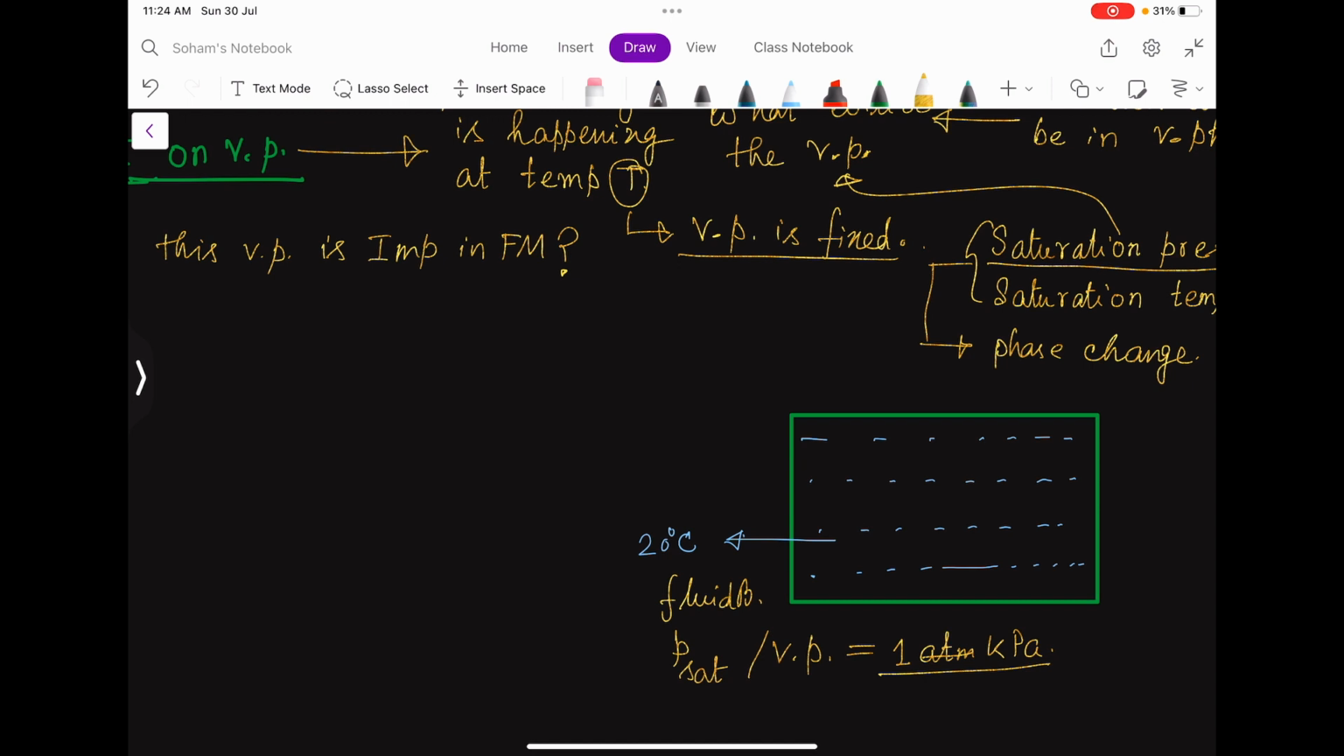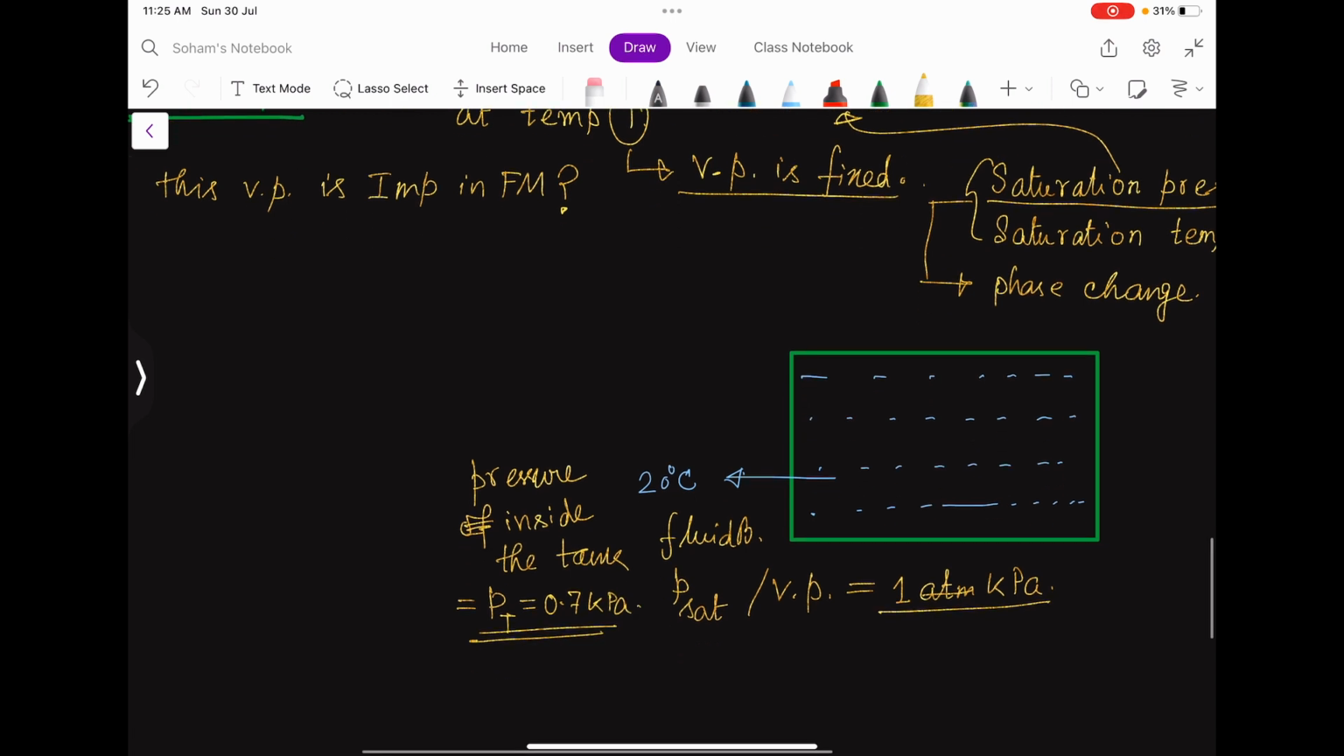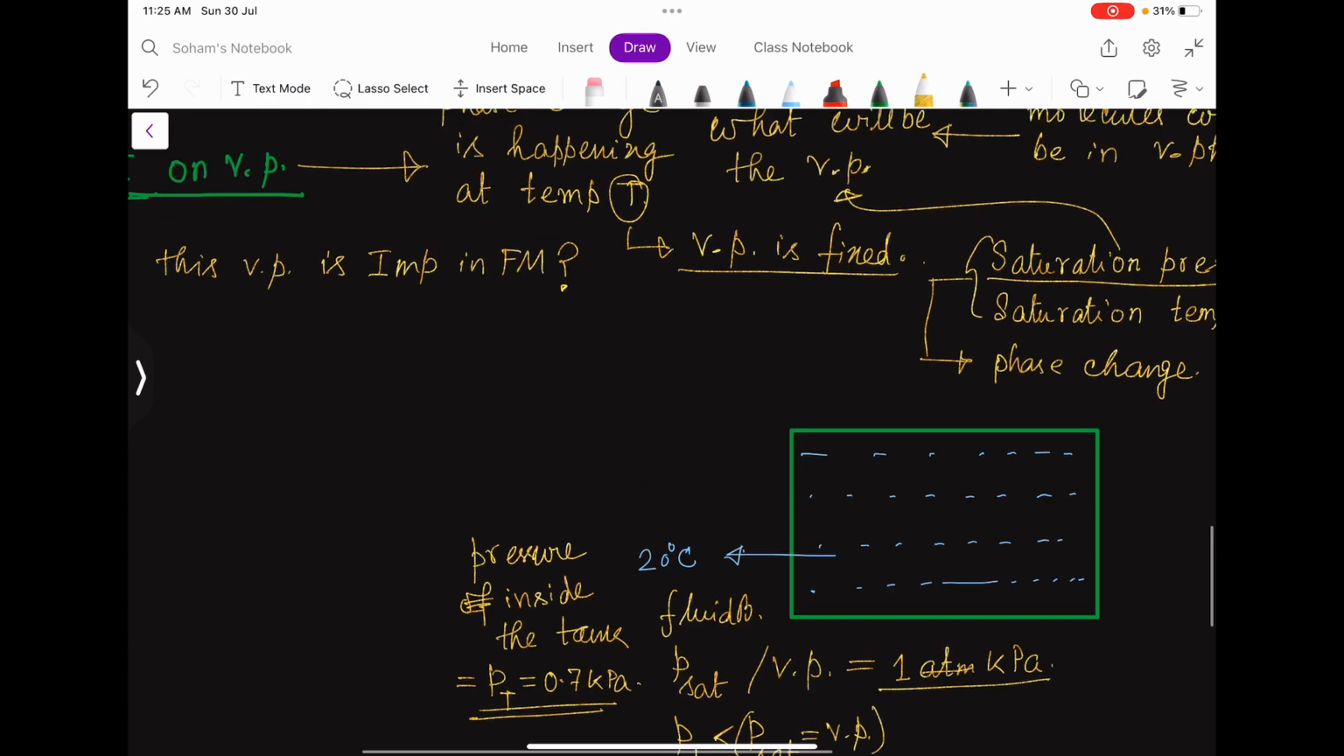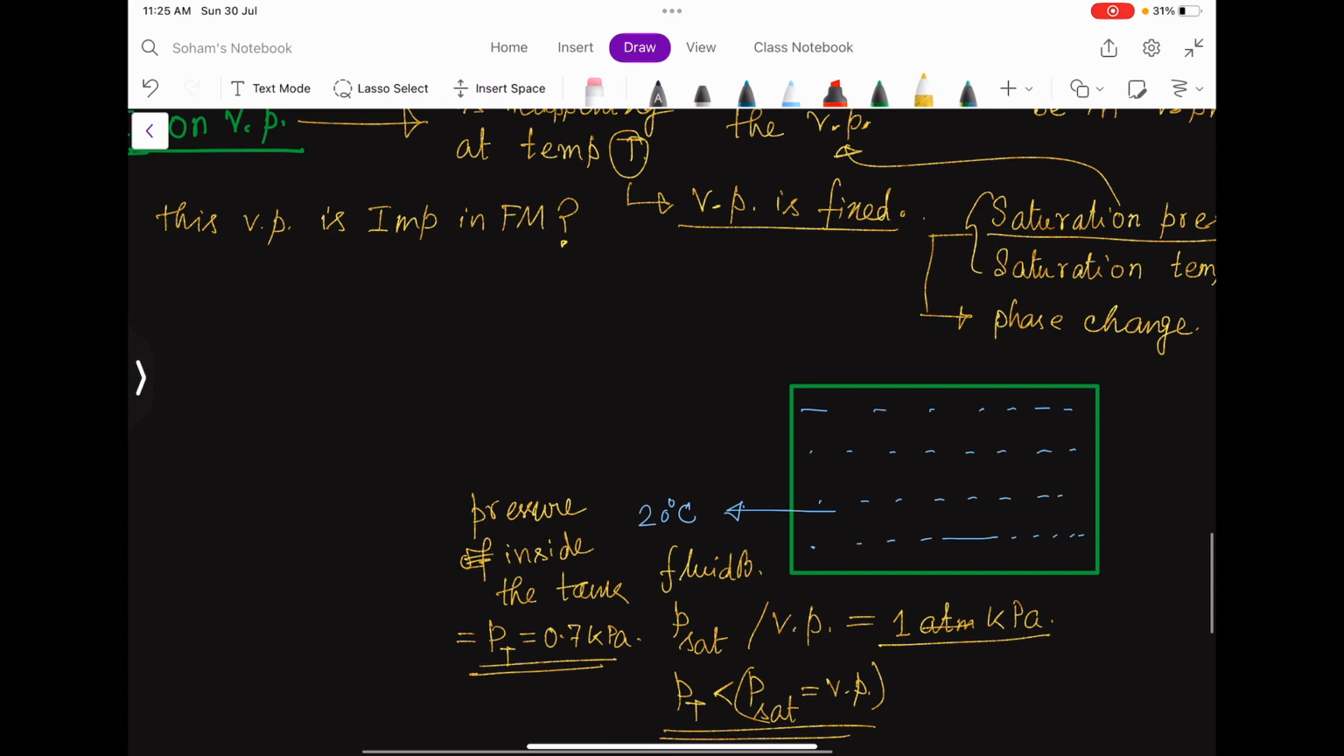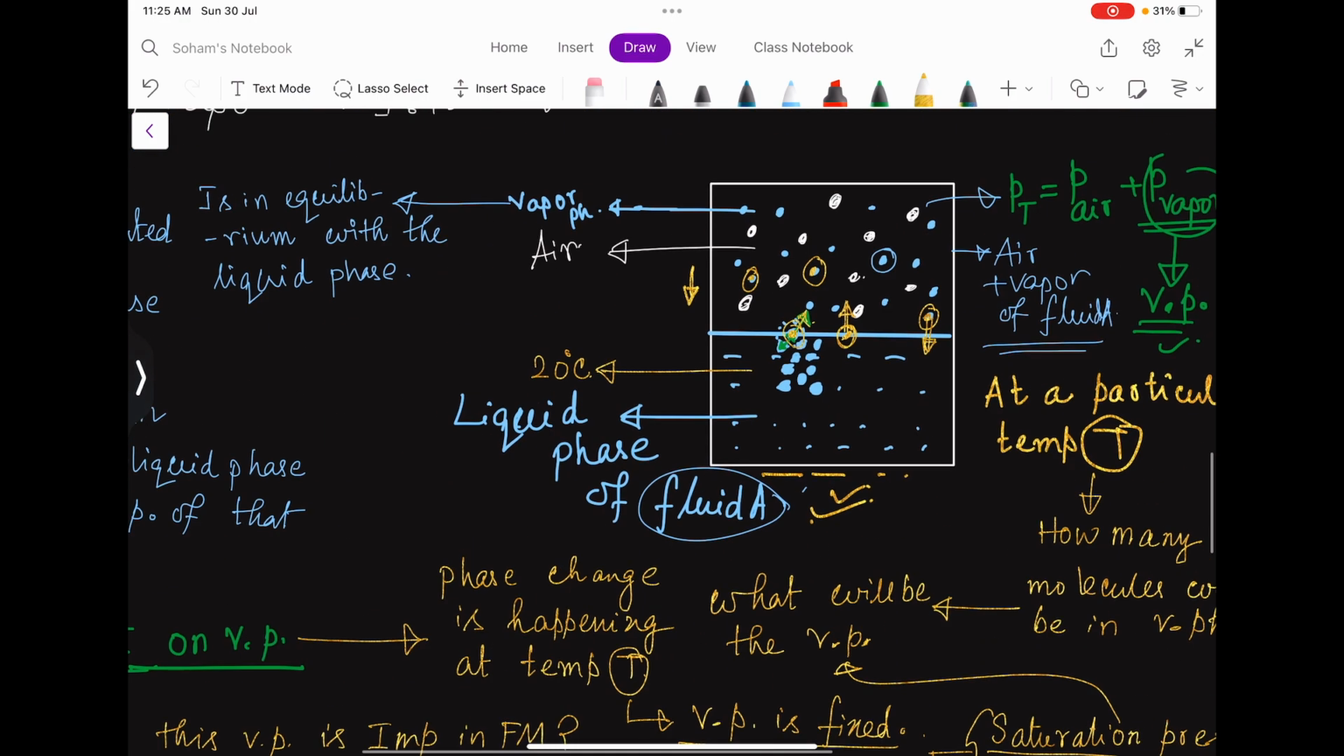So if I am able to maintain this pressure inside the tank, let us say it is PT equals 0.7 kPa. Then this pressure inside the tank is less than the P saturation, which is equal to the vapor pressure. I have mentioned that only at this saturation pressure, only at this vapor pressure, can the phase change process take place.